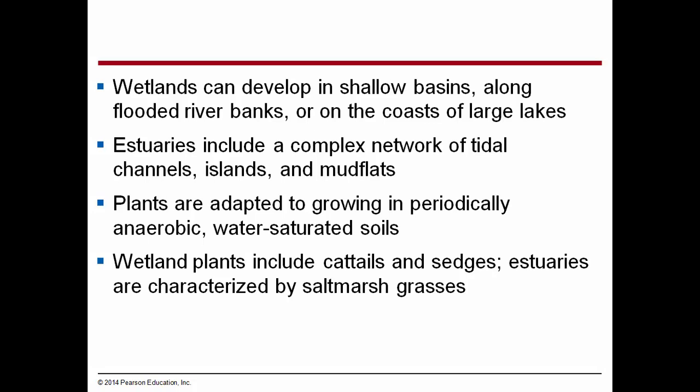Estuaries include a complex network of tidal channels, islands, and mudflats. Plants are adapted to growing in periodically anaerobic, water-saturated soils. Wetland plants include cattails and sedges. Estuaries are characterized by salt marsh grasses.